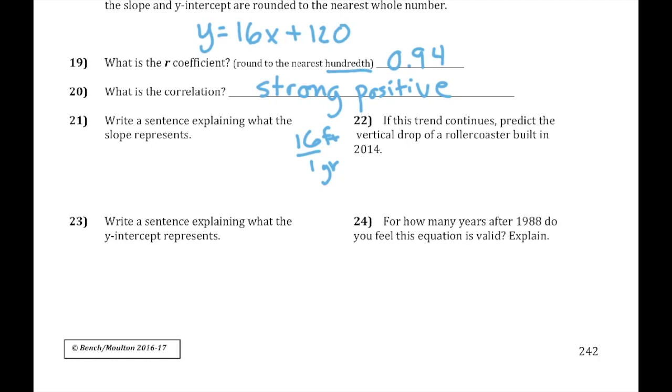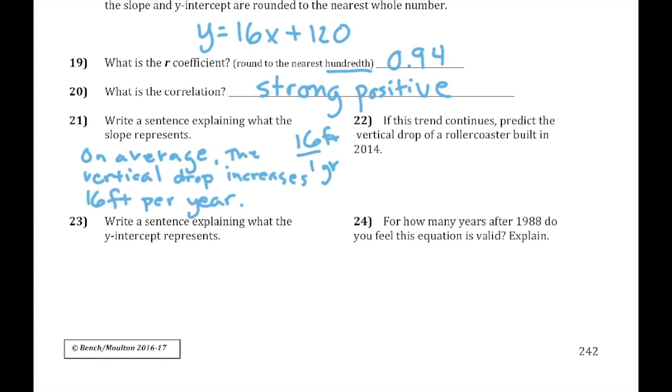And so we can say that our slope indicates that on average, because it's not every year that it's exactly the same, that's why our points weren't all on the same line, the vertical drop increases 16 feet per year.